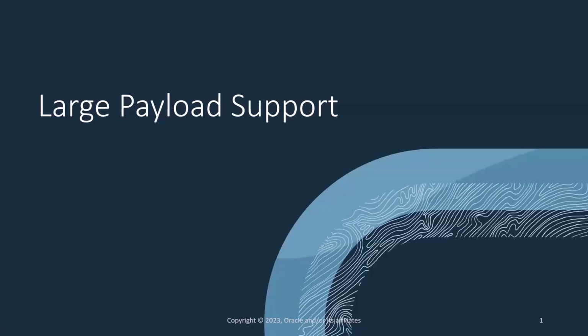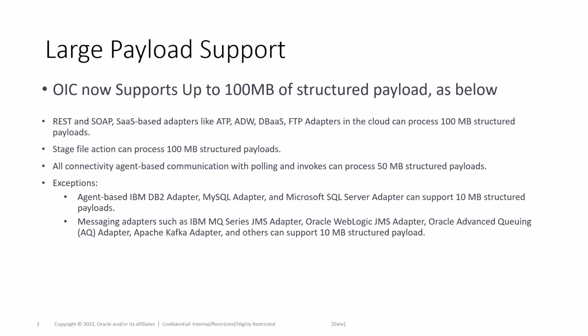As part of the demo, we'll cover processing of large payload in OIC. Now in OIC, as part of the release, we have introduced processing of structured payload up to 100 MB as per the below. The adapters, which are based on REST or SOAP, and the cloud-based adapter like ATP, ADW, DBaaS, FTP adapter, or any third-party adapter, now can process 100 MB of structured payload.